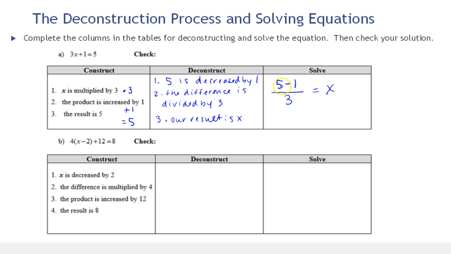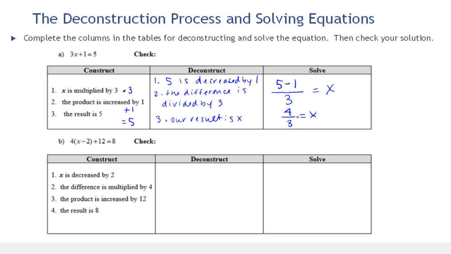Okay. So now we'll perform these operations. There's just one we're going to perform, so 5 minus 1 is 4. And we have 4/3 equals x. Okay. So we could write this as a decimal, but in general, we don't even write these as mixed numbers unless it's an application problem. We're happy with our result being written as the fraction 4/3.